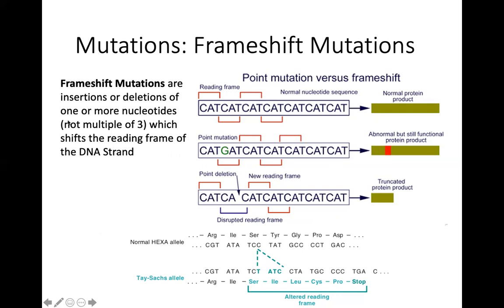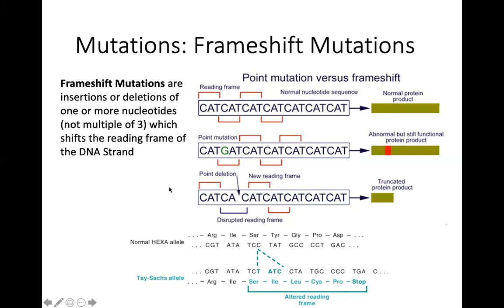Now, when there is a frameshift mutation, an insertion or deletion, for example here there is a deletion, so it's gone. So we move into another nucleotide to make three, because each codon is a three-nucleotide sequence. So the reading frame has changed. Now it reads ATC, ATC, ATC, and will result in a truncated protein product, which is abnormal.